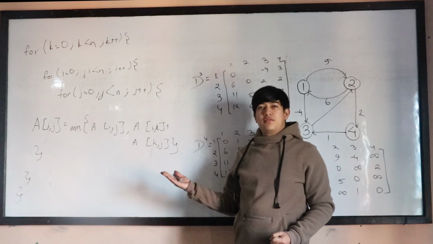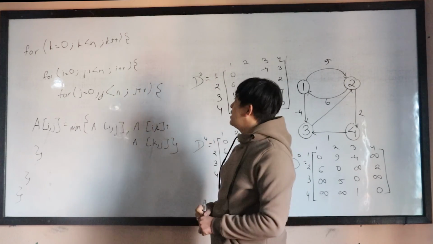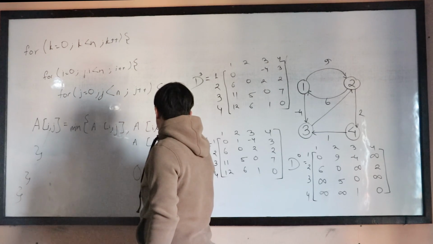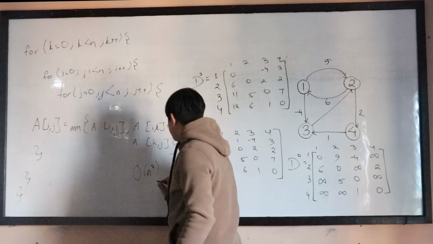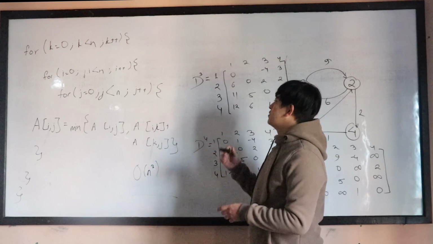This is the program for Floyd Warshall's algorithm. And talking about the complexity of this program, since we have 3 for loops, the complexity will be big O of n cube. This would be the complexity of Floyd Warshall's algorithm using this program.